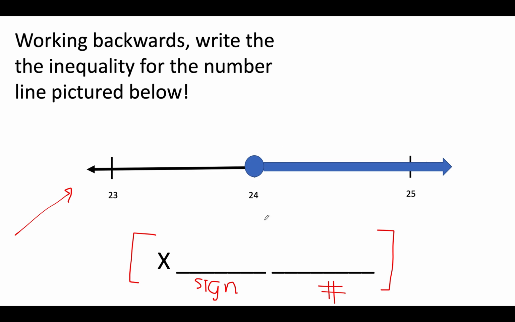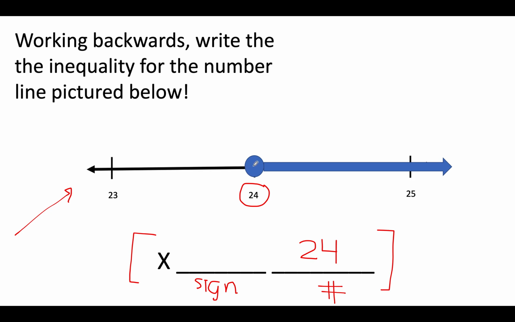So the first step was, okay, we made our number line. The second step is we put the number that we're comparing right in the middle. Okay, so if we put the number we're comparing right in the middle, the number in the middle right here is 24. And if that's the number we're comparing, we can fill in one of our blanks, right? We know it's going to be 24. So we're going to have x, our sign, and 24. Our next part, step 3, was an open or closed circle.